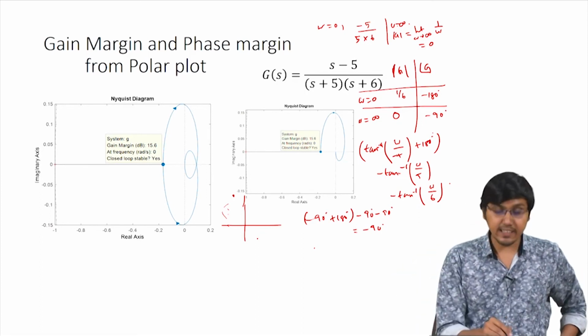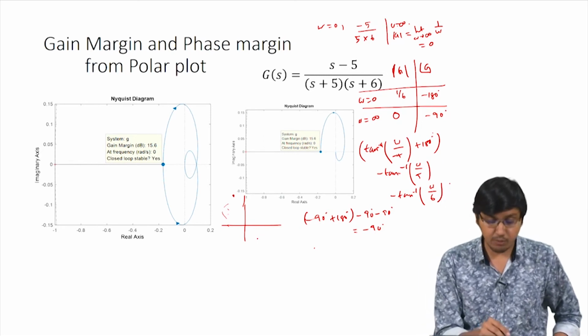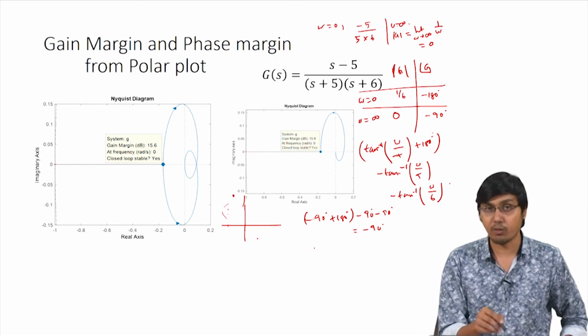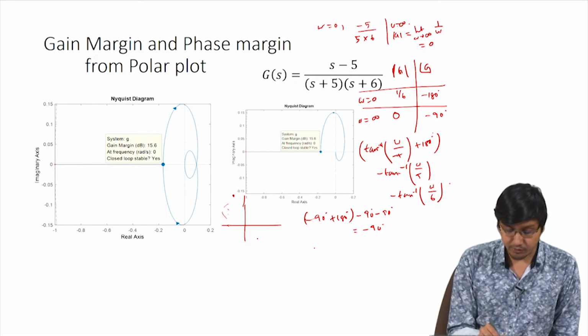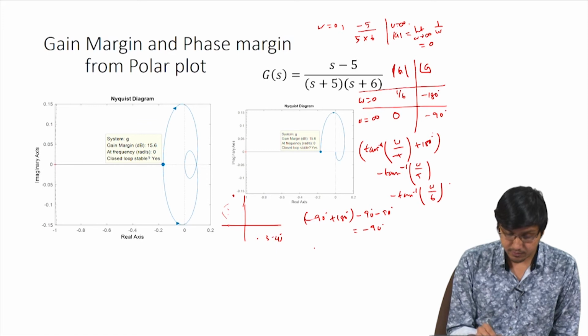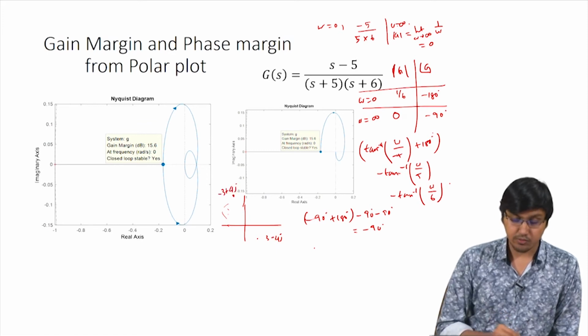This quadrant thing you can recollect from complex numbers, how to find the angles of a complex number. Basically what you can imagine is if you have something like minus 3 plus 4j, and 3 plus minus 4j here, and minus 3 plus 4j here.